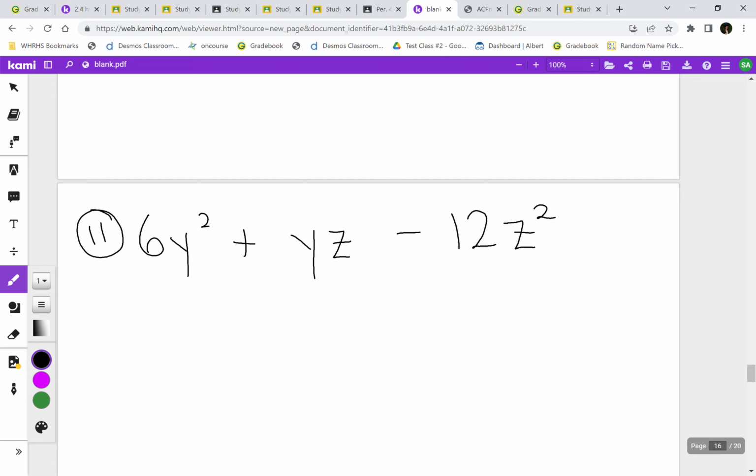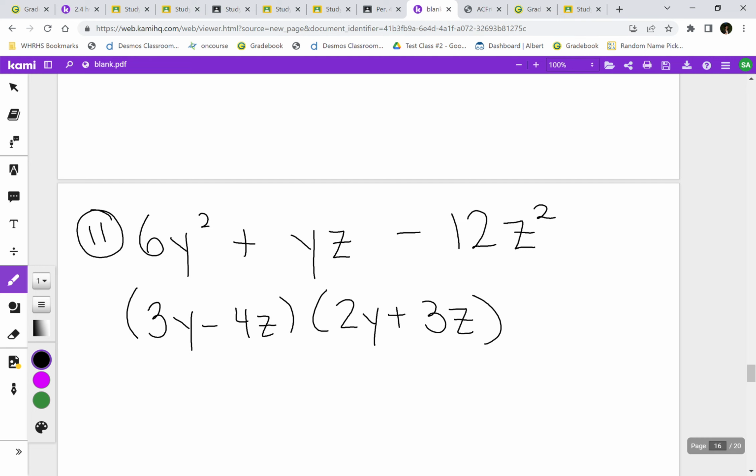All right, who has it factored? Who has it factored? Dylan. 3y minus 4z times 2y plus 3z. How many people got that?